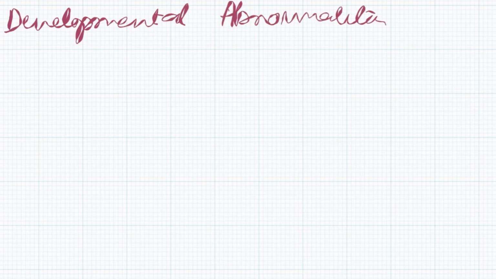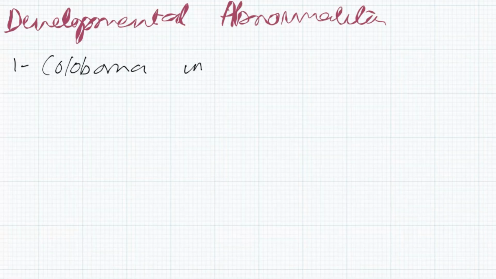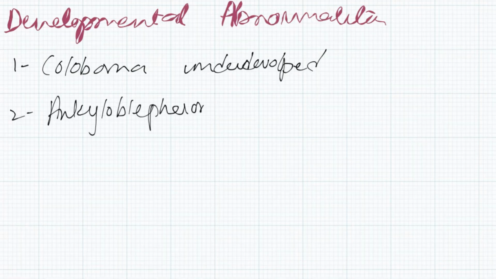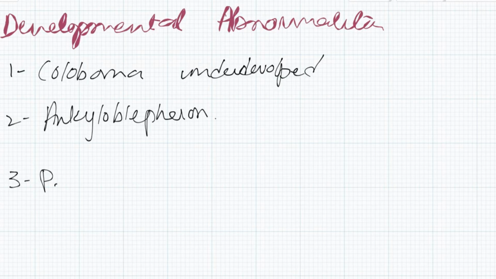Now let's discuss some developmental abnormalities of the eye. First comes coloboma. Coloboma is a condition in which any structure of the eye is underdeveloped. The second comes ankyloblepharon. Ankyloblepharon is a condition in which the upper and lower eyelid are not fully separated. And third one consists of persistent pupillary membrane.